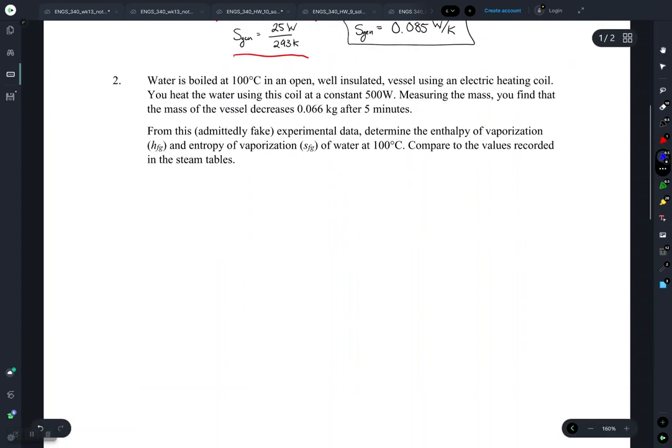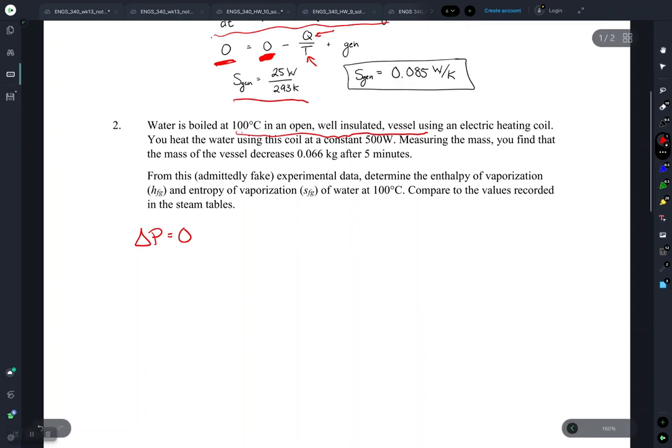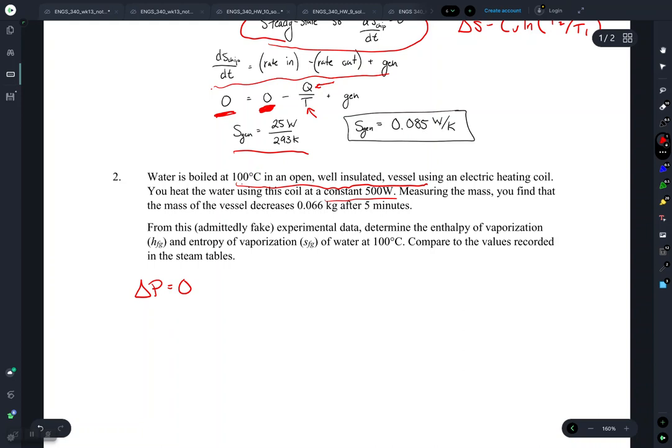What we're going to do in problem 2 is look at something that essentially puts together a couple pieces. I'll highlight a couple things from the problem statement. We have water boiled at 100 degrees C in an open, well-insulated vessel using an electric heating coil. So what that means is this is a constant pressure process. It's an open vessel. The water is always going to be at atmospheric pressure. We're putting heat in from an electric coil. We're using a constant 500 watts.